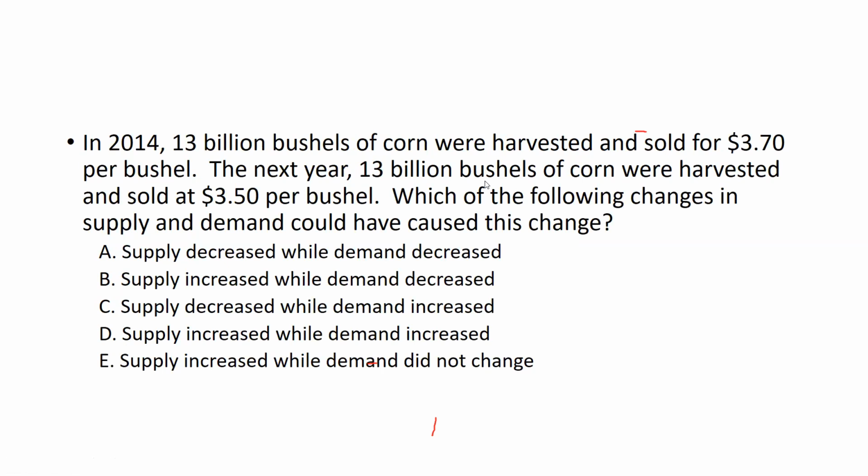Okay, this is kind of a tricky one, so it's a good one. In 2014, 13 billion bushels of corn were harvested and sold for $3.70. The next year, 13 billion bushels of corn were harvested and sold at $3.50. Which of the following changes in supply and demand could have caused this? Okay, I'll give you like a minute to think. I'm going to underline 13 and 13. So that tells me quantity staying the same, but they want price to go down.